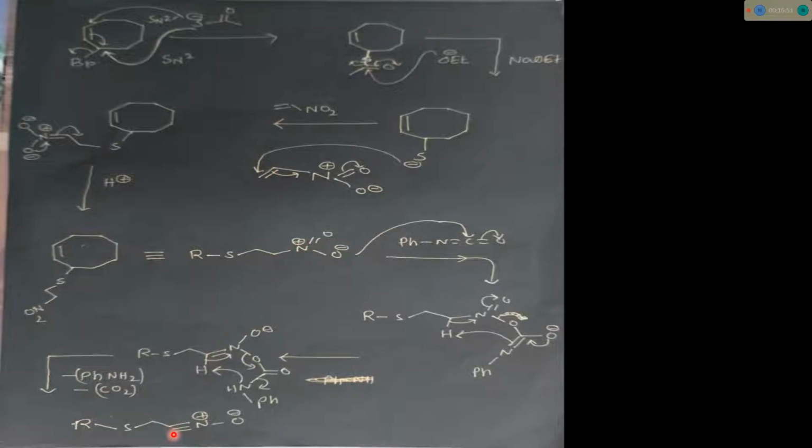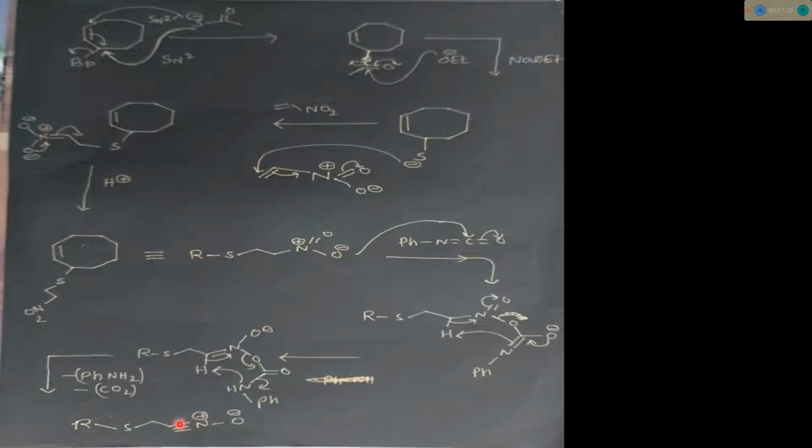Nitrile oxide is a very good substrate for cycloaddition reactions. We can say nitrile oxide is a 1,3 dipolar compound. How? See, 1, 2, 3. If we break this bond in this way, then there will be a positive charge here, nitrogen becomes neutral, and this is a negative charge, meaning 1, 2, 3. So we can say this is a 1,3 dipole. This is a stable structure of a 1,3 dipole.